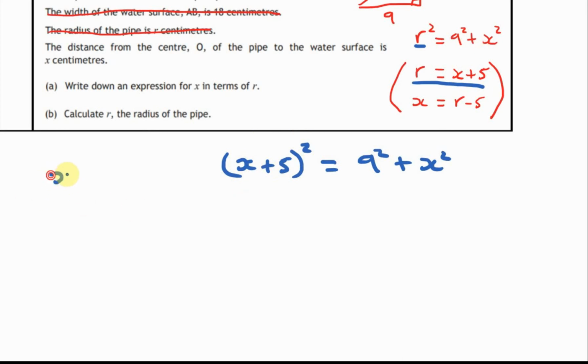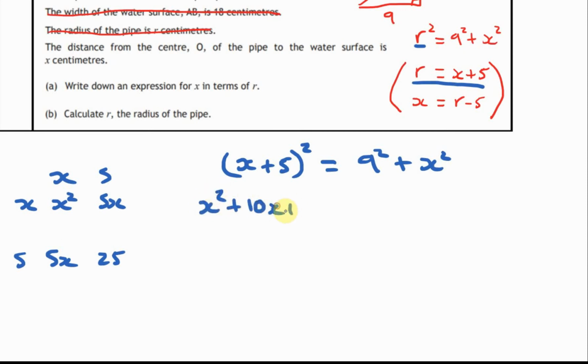We know that x times x gives me x squared, then 5x, 5x and 25. So that's going to be x squared plus 10x plus 25, and that's equal to, I'll just write 81 plus x squared.